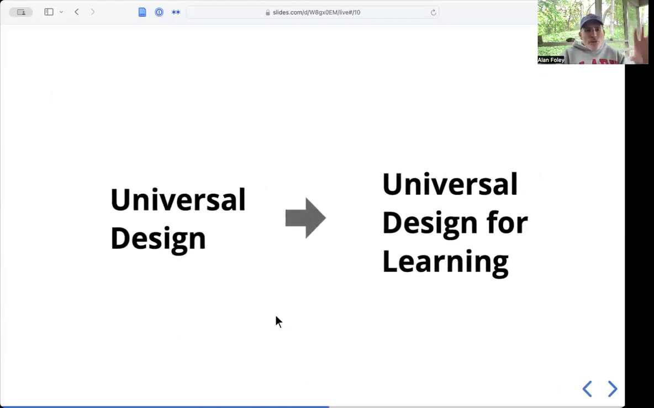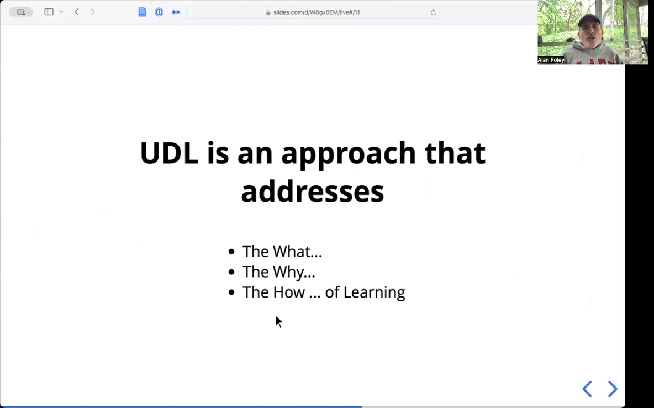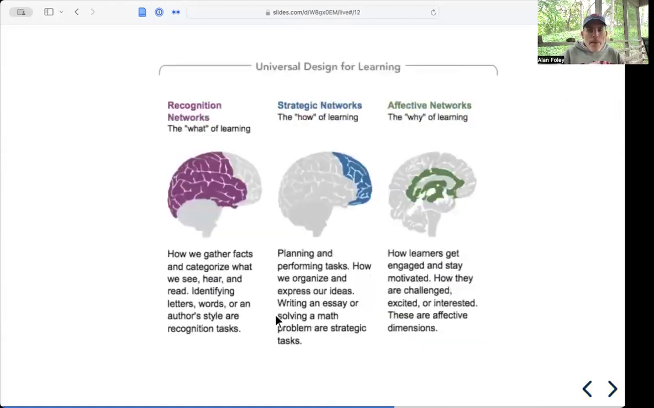So these ideas from universal design were kind of latched onto by folks in education, particularly at CAST. So universal design ideas have been imported into this notion of universal design for learning. So universal design for learning is an approach that addresses the what, the why, and the how of learning. We're going to go into a little bit more detail about that.